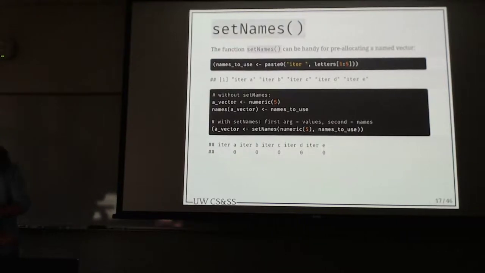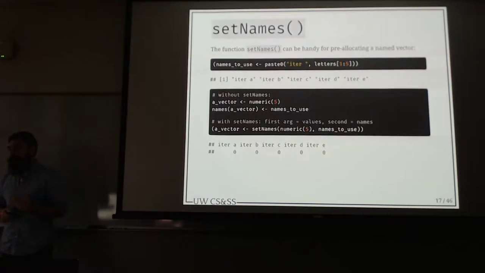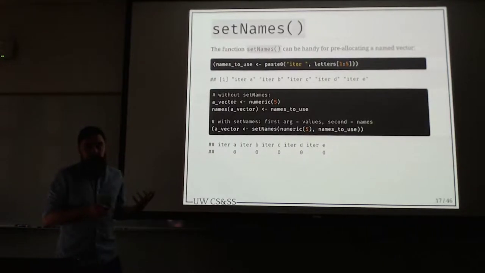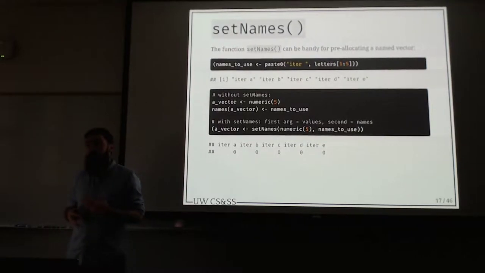Okay. So, the set names function is a handy little function for pre-allocating a named vector. Let's say what I want to do is run through some loop where I'm storing the values for each iteration, but I also name each one of those values. Because remember, we can name elements of a vector, right? So that you have values in it, but you could also do names on that vector and get the names out. Okay, what I'm going to do here is say the names that I want to assign to the vector I'm going to preallocate are going to be equal to, in this case, paste0, iter, space, letters 1 through 5. It's going to vector recycle iteration to be equal to this length. So the names that pop out are going to be iteration A, iteration B, C, D, and E. Right? Does that make sense how that's working? I'm just pasting text together. I'm just going to use those as names.